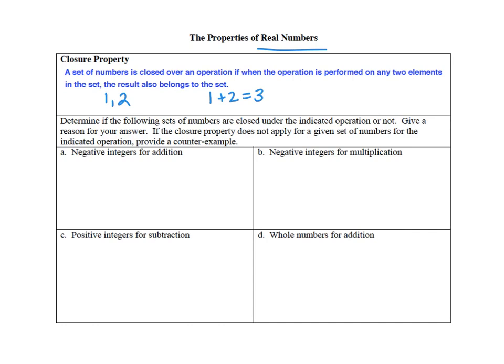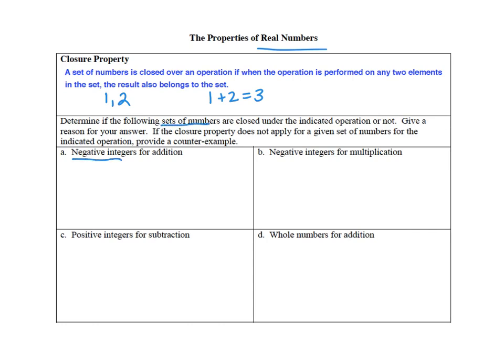So let's look at part A. We're going to determine if the following sets of numbers are closed under the indicated operation or not. We're going to give the reason for our answer, and if the closure property does not apply for a given set of numbers for the indicated operation, we're going to provide a counterexample. So let's look at part A. Part A says negative integers for addition. So that's my set of numbers.